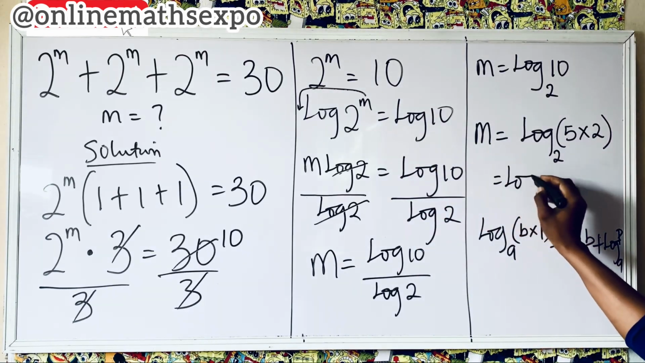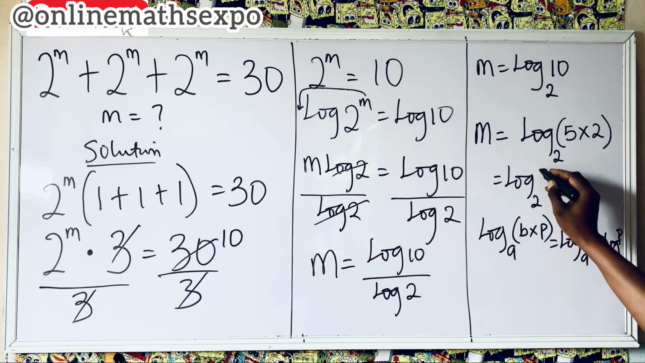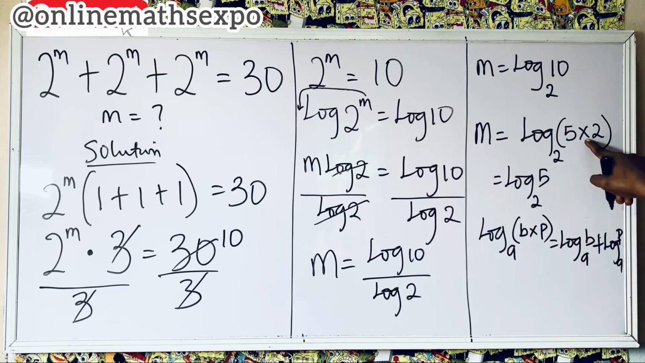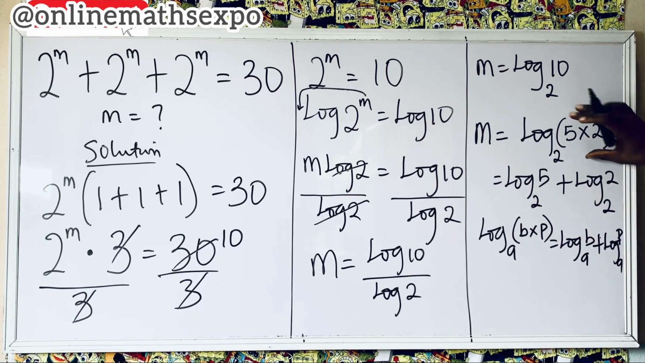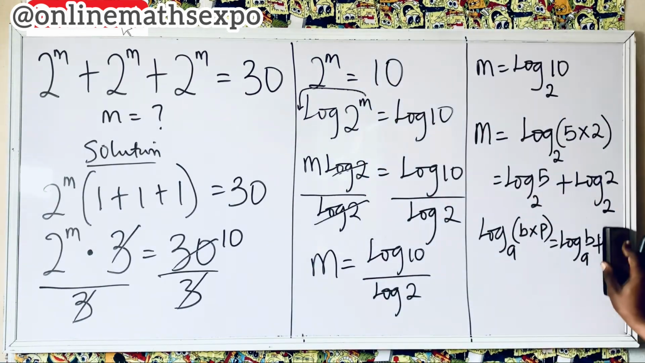So we are going to have log of 5 base 2, this will turn to addition. So we have log of these two the same base. This gives you the same as this. I hope that is very clear. So what do you do next now?